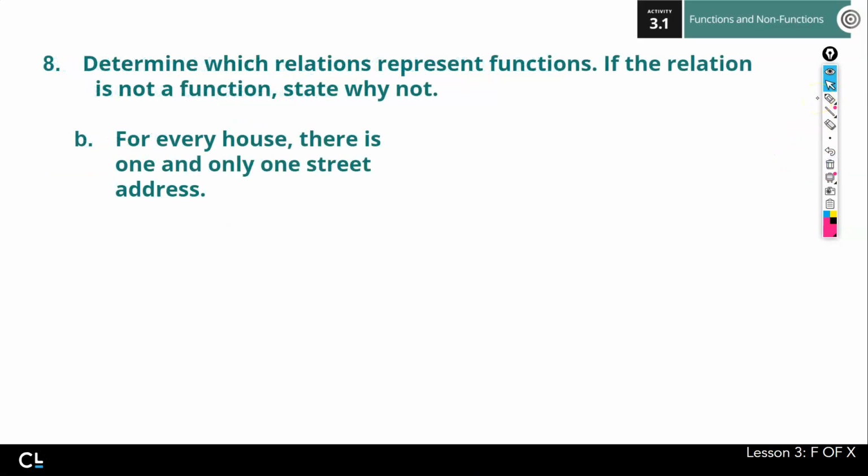For every house, there is one street address. This is a function. You're not going to have a house with 2 street addresses. This is a function.